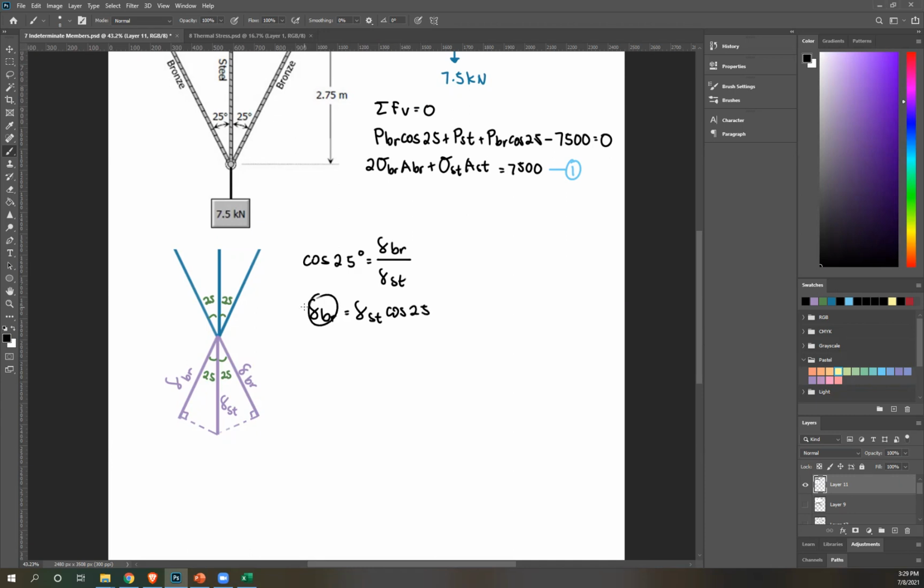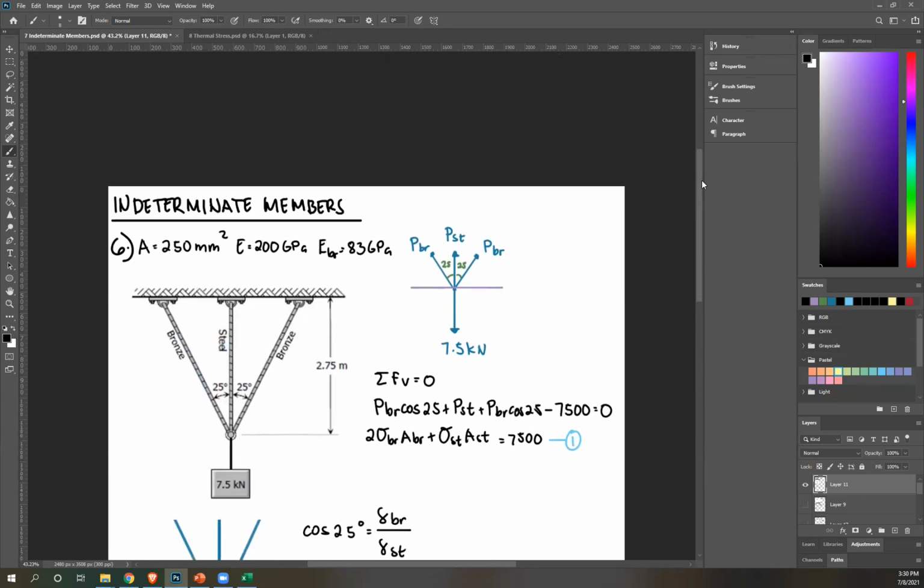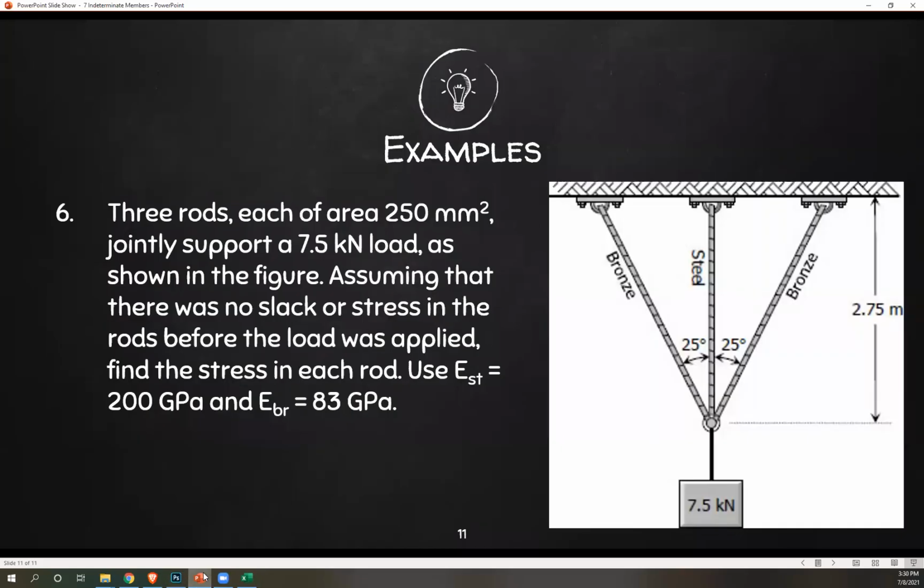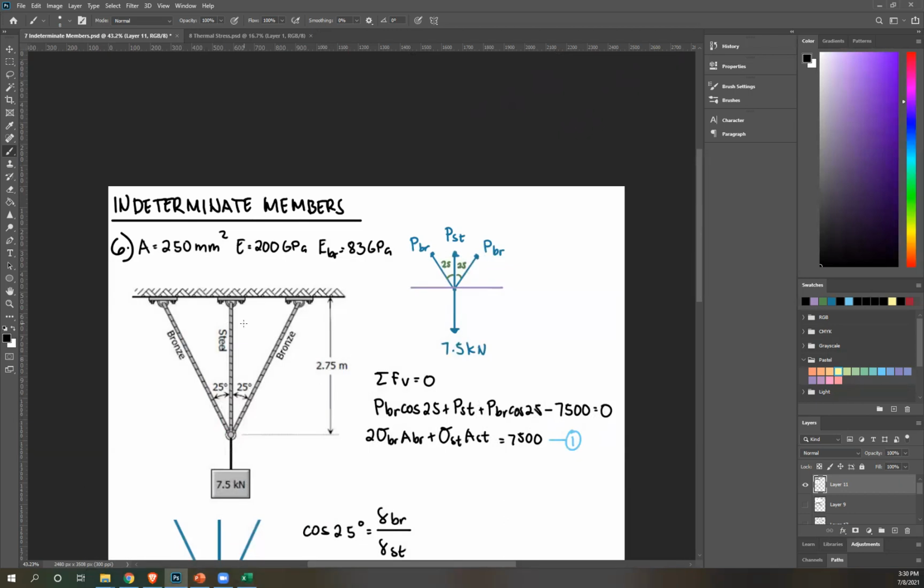Now we'll create equations for deformation. We're concerned with stress, so instead of PL over AE, we'll use sigma L over E of bronze equals sigma L over E of steel times cosine 25 degrees. Okay, so now this is stress BR. Next, we want to know length BR. Now, length, is it given? No. All we know is the length of your steel.